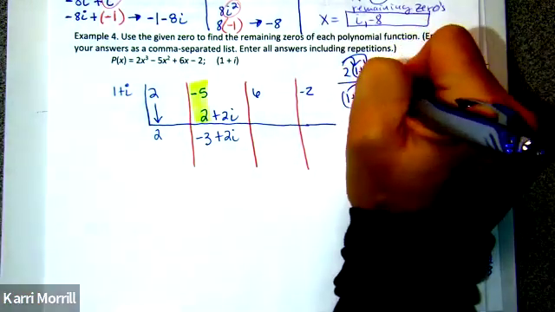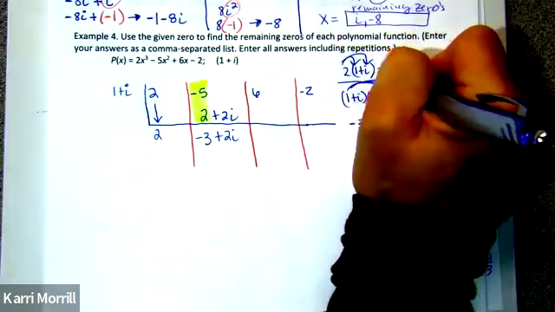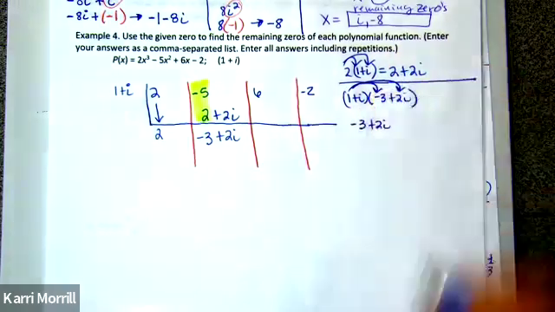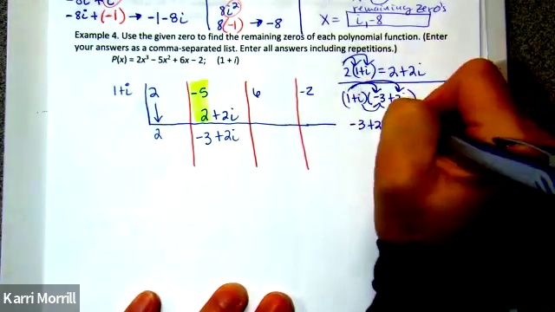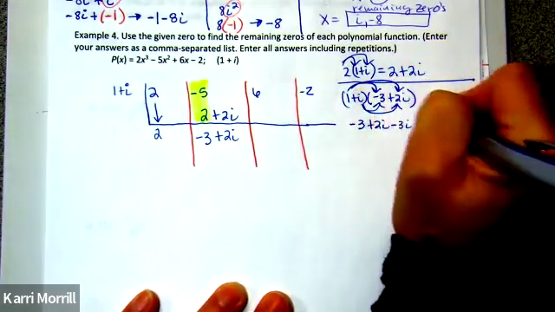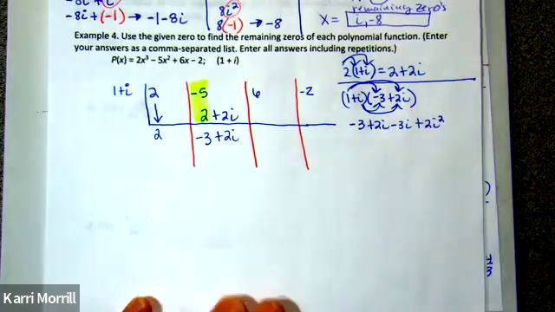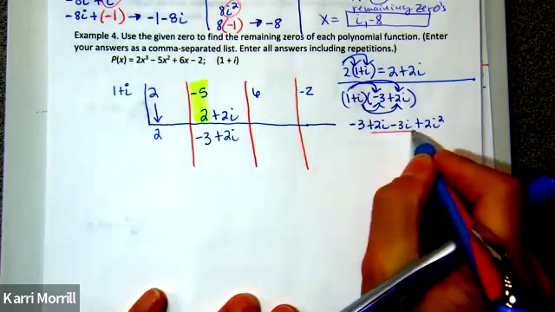So 1 times a -3 is a -3. 1 times 2i is a positive 2i. i times -3 is a -3i. And i times 2i is a positive 2i squared. So we have two things happening. We need to combine these like terms.